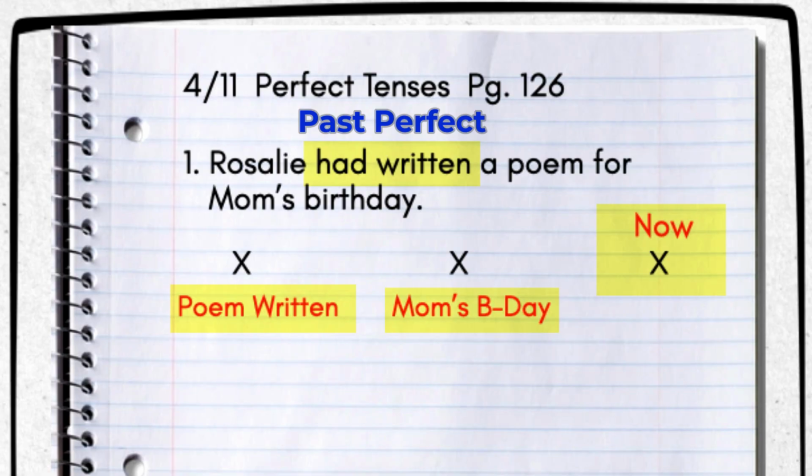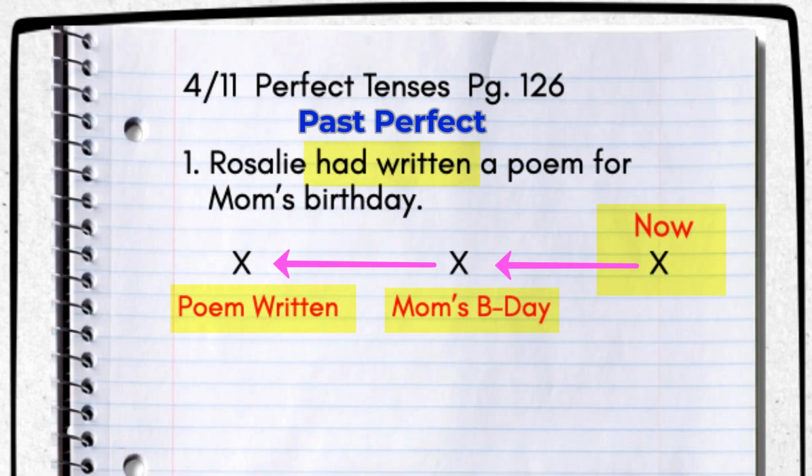So you can see now Rosalie had written a poem for her mom's birthday. Well, what does that mean? What is the writer putting in your head? She had written a poem. Well, that means something. It didn't say has written. It said had written. So you can see, well, here's now. You can see where the poem was written, and you can see that perfect tenses are very specific because we know that the poem was written before Mom's birthday. Mom's birthday was before now in the past, and the poem was written even further in the past. So that's making a point.